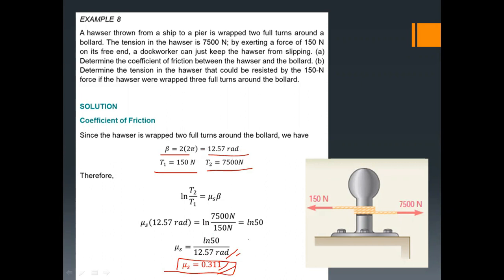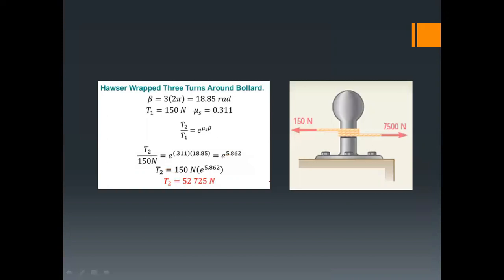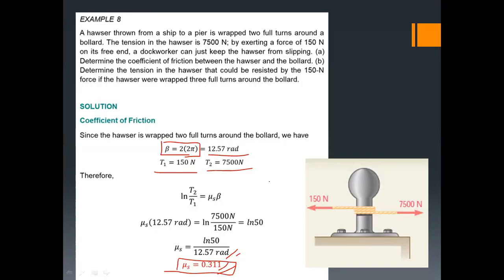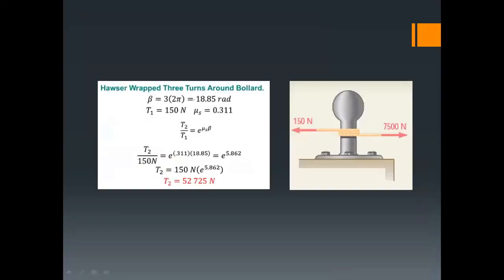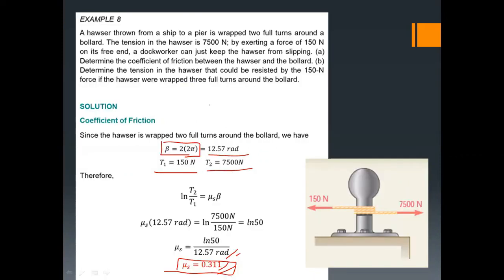So, di na kailangan i-change sa rad yun since naka degree na siya, or yung rotation na ng 2 pi natin. Okay? So, next example natin, hinahanap pa pala dito yung force natin at our tension 2. So, kapag ginamit natin yun, nagkaroon tayo ng tension na hawser could be resisted by the force we're up to. Ito naman is 3 full turns yung hinahanap niya.